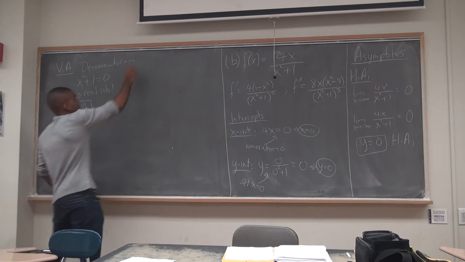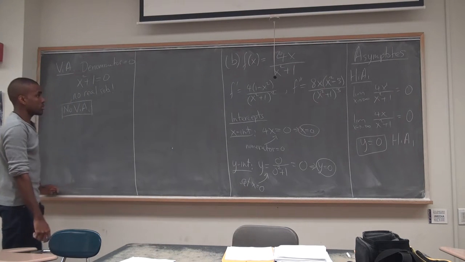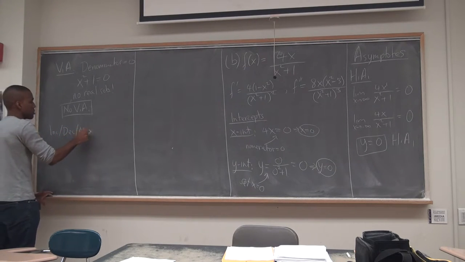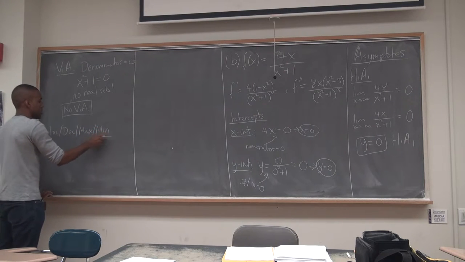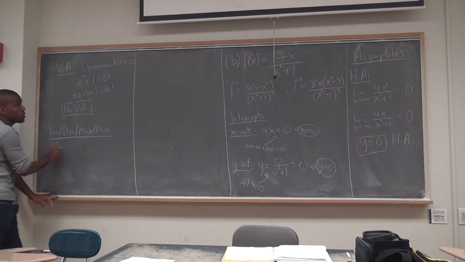Okay, what's the next thing? Increasing, decreasing. Max and min. What do we use for that? For increasing and decreasing, I mean the first derivative. Sorry. So we're going to use f prime is equal to 4 times 1 minus x squared over x squared plus 1 squared.